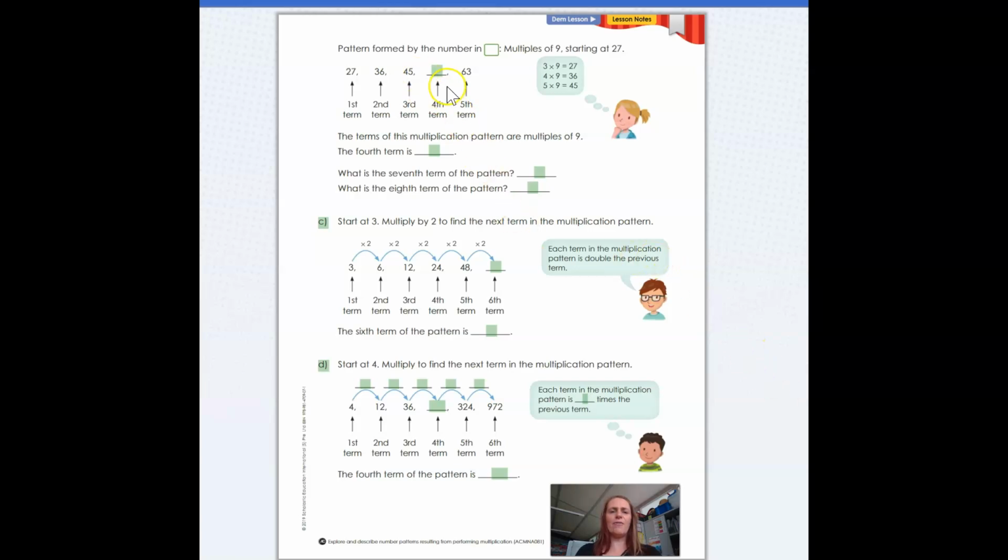So let's have a look. Our fourth term should be 54. It is. The terms of this multiplication pattern are multiples of 9. The fourth term is 54. What is the seventh term of this pattern?